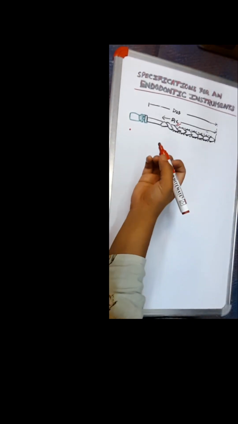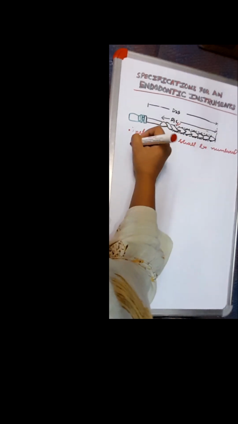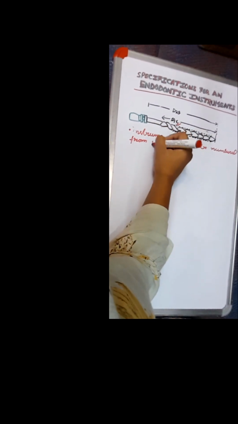Now the specifications for endodontic instruments. Instruments shall be numbered from 10 to 100.